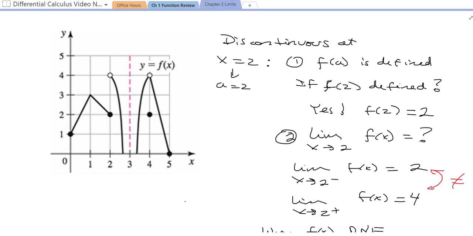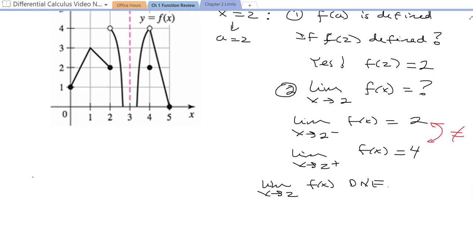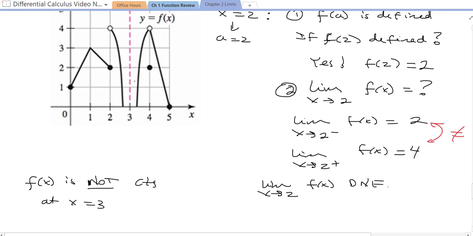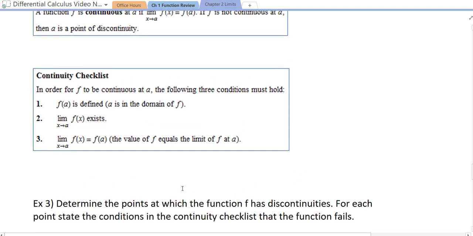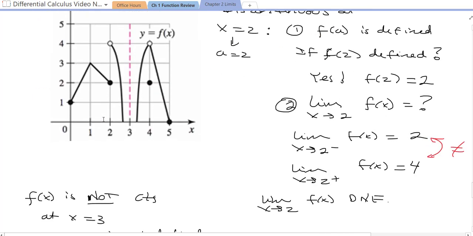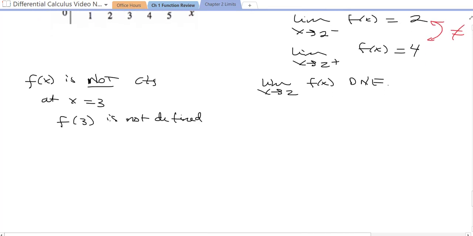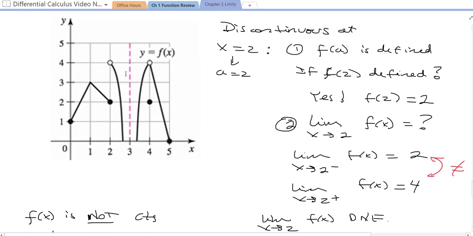It's also not continuous at 3. So f of x is also not continuous at x equals 3. That appears to be a vertical asymptote and there's no dot anywhere. So we can say f of 3 does not exist or is not defined. So it fails condition number 1: f of a has to be defined. In this case, our a is 3 and f of 3 is not defined. There's no solid dot anywhere.